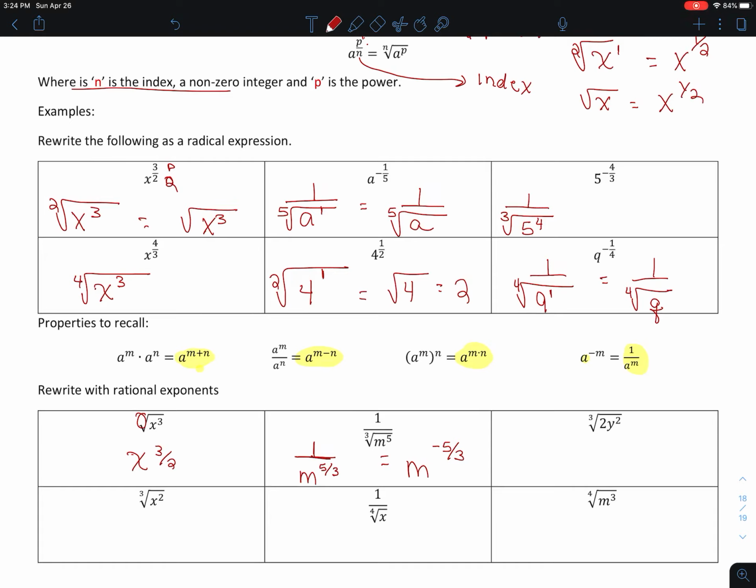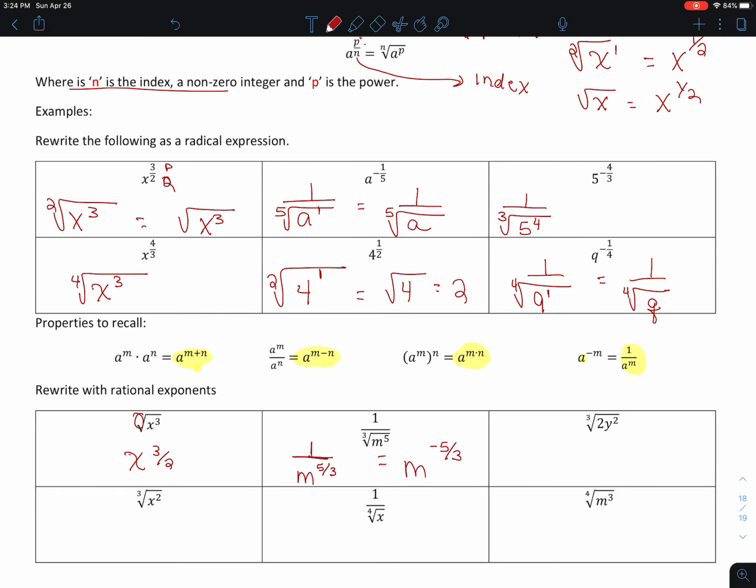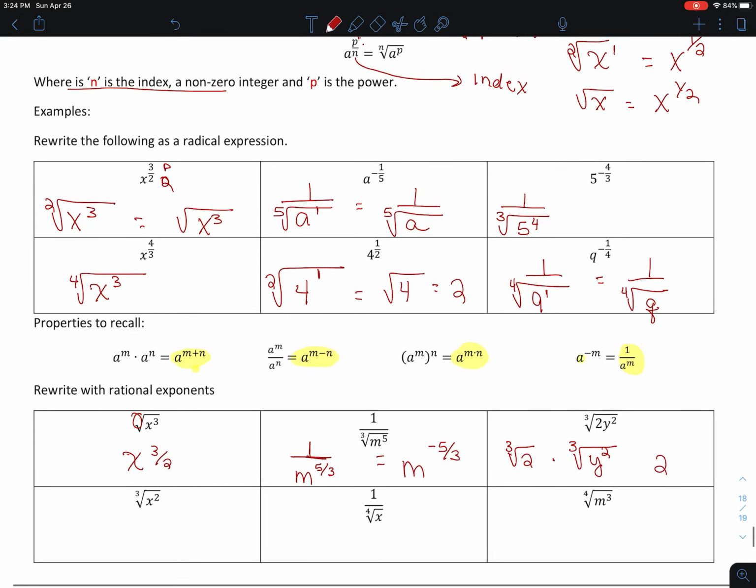Now for the second one, we have to be careful because both the 2 and the y squared are being raised to the 3rd power, but the 2 is not being raised to the 2nd power. So we write this as the cube root of 2 times the cube root of y squared. So now we can write this as 2 to the 1/3 times y to the 2/3.